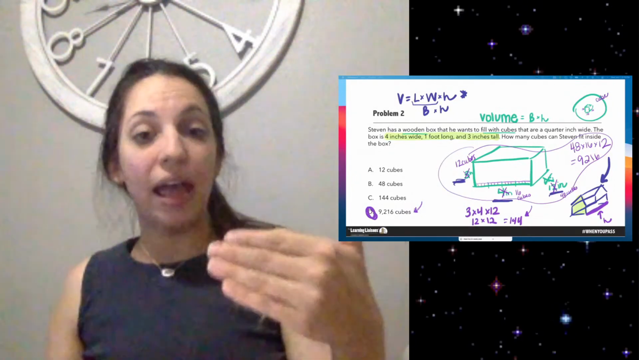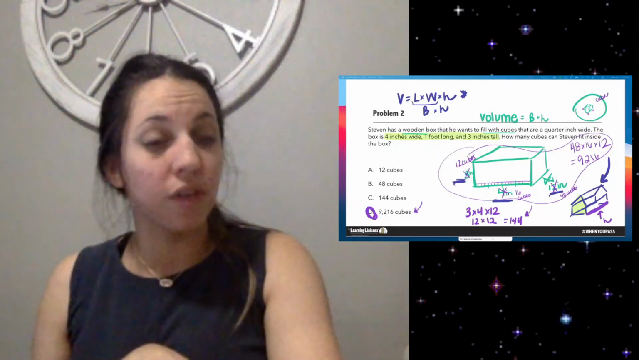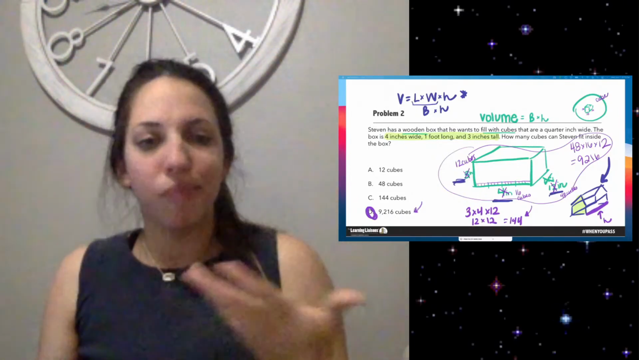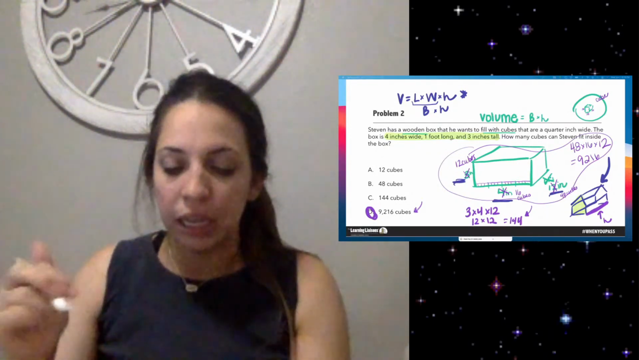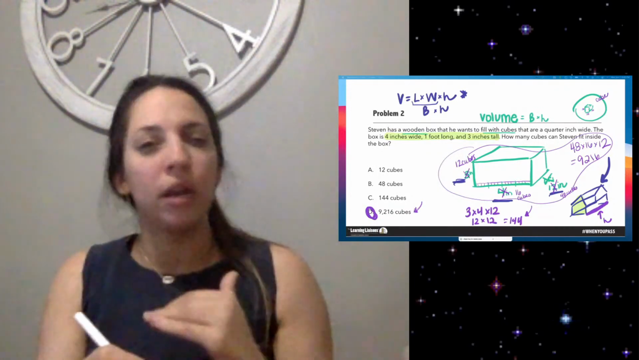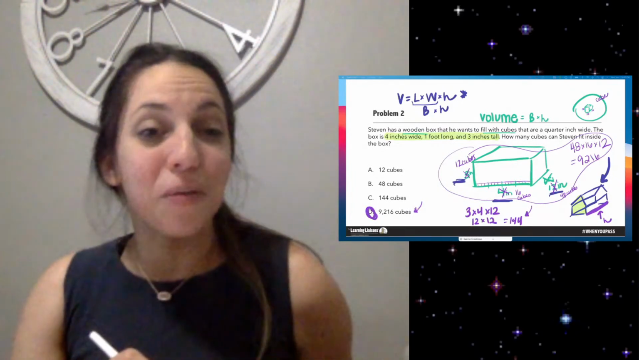So like I said, if I had discovered that the volume of my shape was 144, but I knew that I needed more cubes than that, I just would have gone with the only answer that's bigger. Now, unfortunately, if we had more than one answer that was bigger, we would have to go ahead and solve it. But in this case, there wasn't.